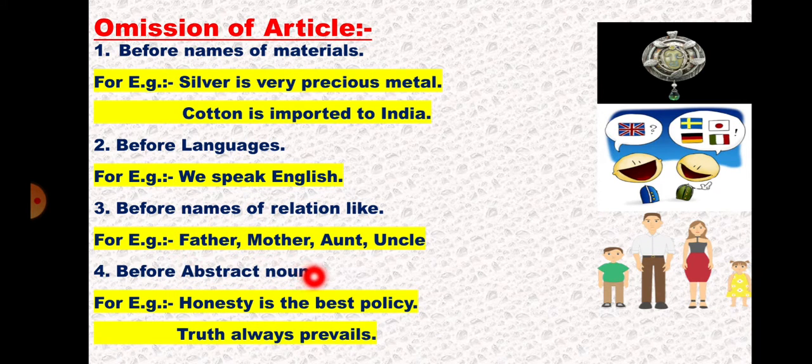Before abstract nouns, nouns which we can neither see nor touch, we can only feel them. So before that also we can't use any articles. Like honesty is the best policy, truth always prevails.